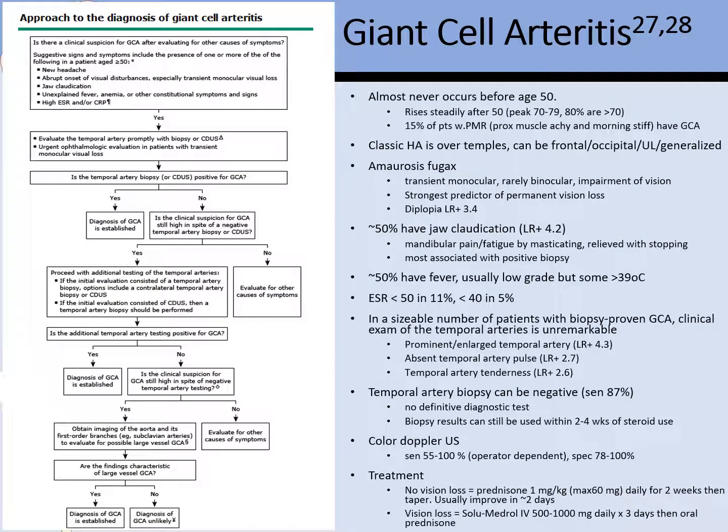Giant cell arteritis is a vasculitis that can cause a headache and can be very difficult to diagnose. It only occurs in those over 50, and incidence keeps rising with age, so less common in their 50s and more common in their 60s and peaks in their 70s.